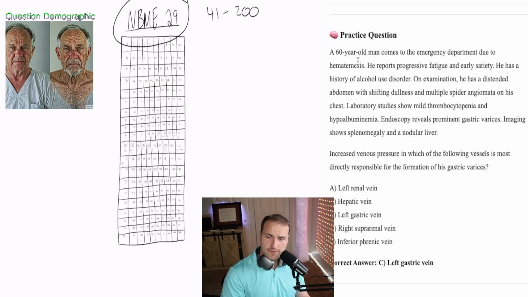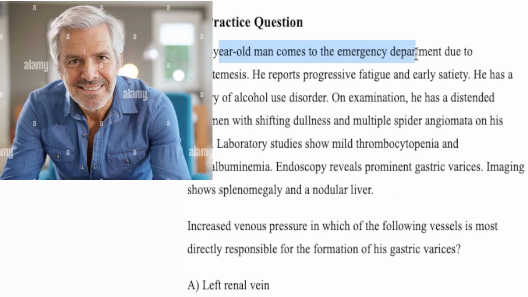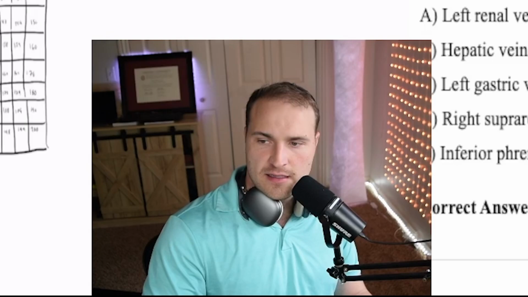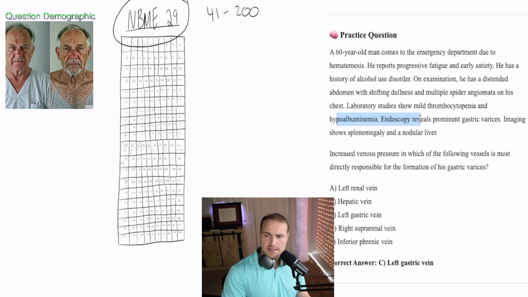Here we go. In our first question, we have a 60-year-old man who comes to the emergency department due to hematemesis. He reports progressive fatigue and early satiety. He has a history of alcohol use disorder. On examination, he has a distended abdomen and shifting dullness with multiple spider angiomata on his chest. Lab studies show mild thrombocytopenia, and endoscopy reveals prominent gastric varices. Imaging shows splenomegaly and a nodular liver.